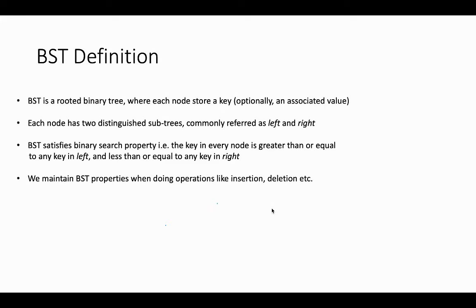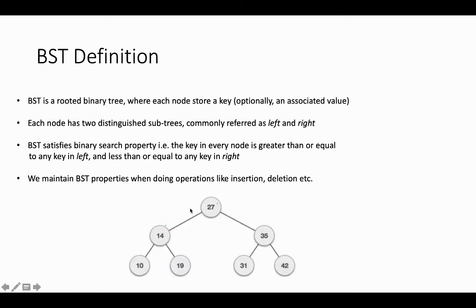So let's get started. BST or binary search tree is a rooted binary tree where each node stores a key, optionally an associated value. So this is an example of a binary search tree. Now each node has two distinguished subtrees, commonly referred to as left subtree and right subtree. In short, we are writing only left and right here.